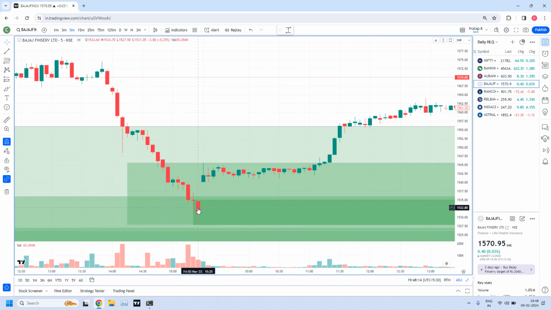Actually, inside 75, 15 minutes should be there. Inside 15 minutes, 5 minutes should be there. That is the way we need to fine tune. But what I did, I bypassed the 15 minutes time frame. That means inside daily we have 75 minutes. Inside 75 minutes, by bypassing the 15 minutes, directly I have identified the 5 minutes. Mostly such kind of zones will be violated easily.